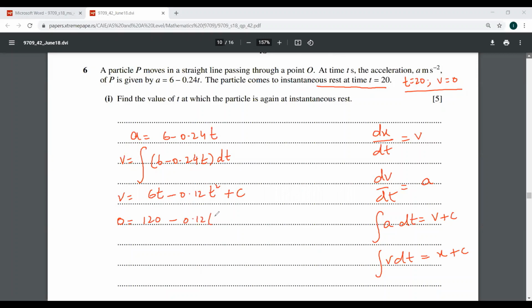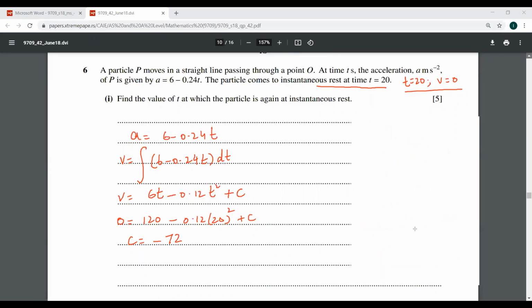Someone please do that calculation for me and tell me what is this c? Minus 72. Believing this to be correct, now the velocity has become, let me cover this here. We don't need this. Okay, so this velocity is now 6t minus 0.12 t square and minus 72.